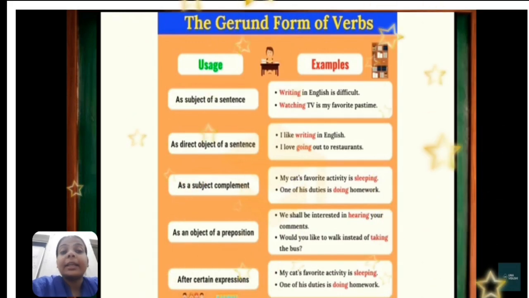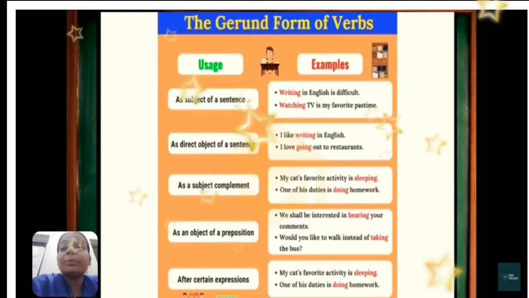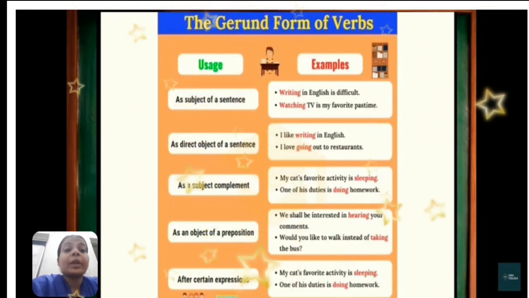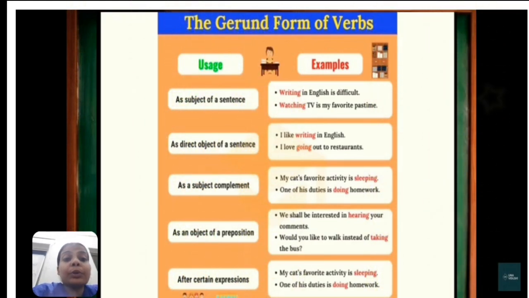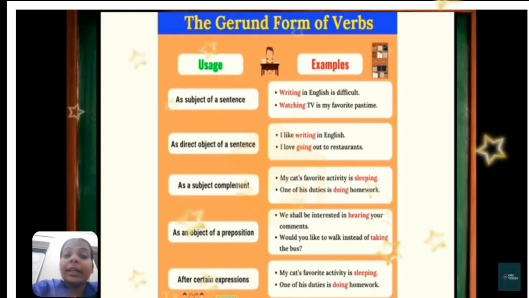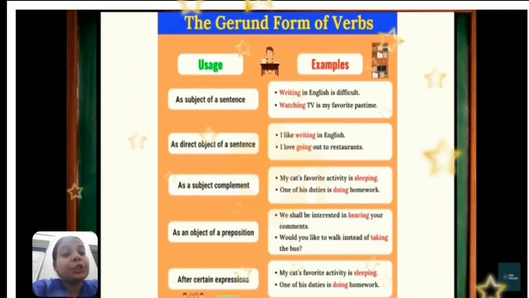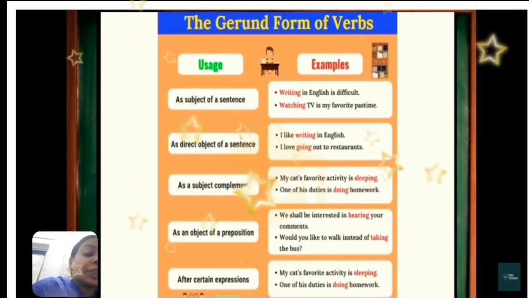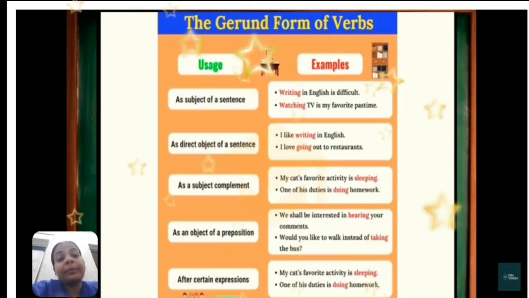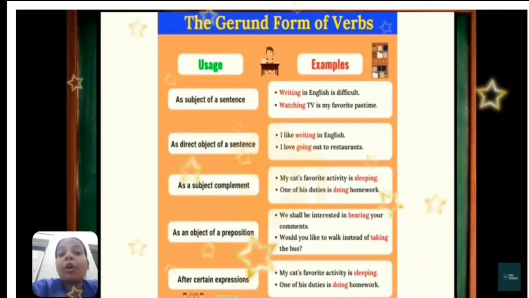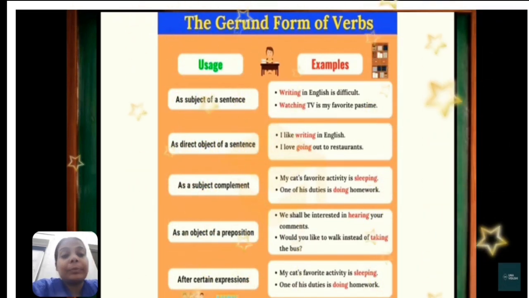sentence. Then it also acts as an object of a preposition. For example, we shall be interested in hearing your comments. Or, would you like to walk instead of taking the bus? So here in these sentences, as you can see, the word hearing is preceded by the preposition in, and the word taking, that's a gerund, is preceded by the preposition of. So here it is called object of a preposition.